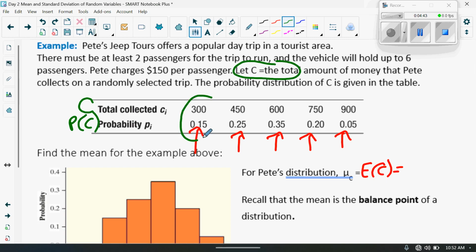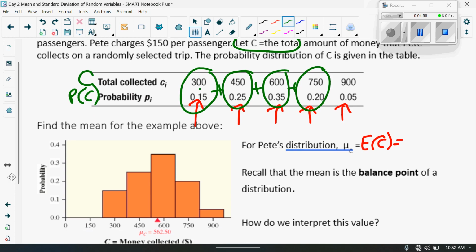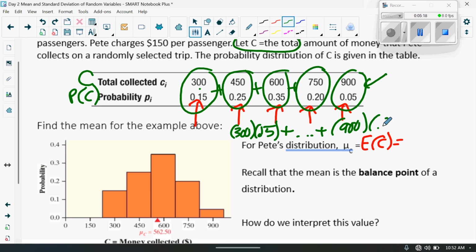We're going to multiply 300 times its probability, 0.15, 450 times its probability, et cetera, and then we're going to add them all up. Now, on the AP, it's understood that you don't necessarily have to write all the terms out. I'm going to write them out for right now, but you can actually do the first term times its probability, a plus sign, dot, dot, dot, and then a plus sign, implying that addition is happening in between the terms. And then you can just do the last term, which is going to be 900 times 0.05. So that is actually acceptable to show work.